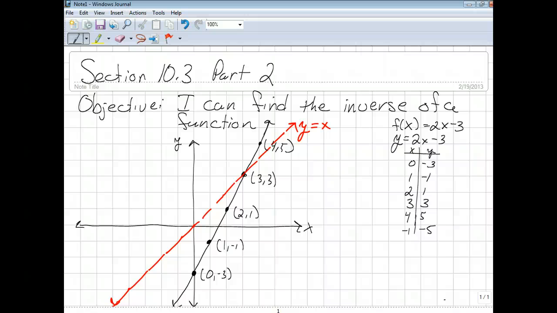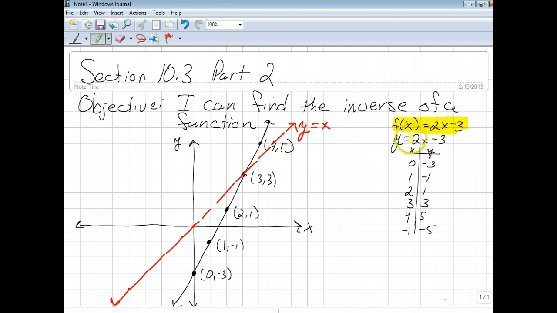Today we're looking at section 10.3 part 2. Our objective today is to find the inverse of a function. Now we're going to look first at this function, f of x equals 2x minus 3.